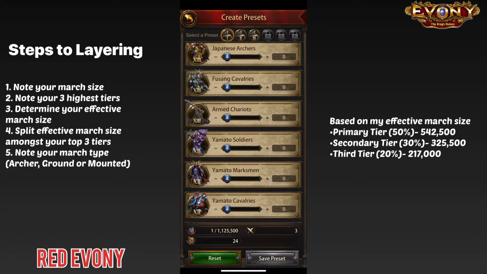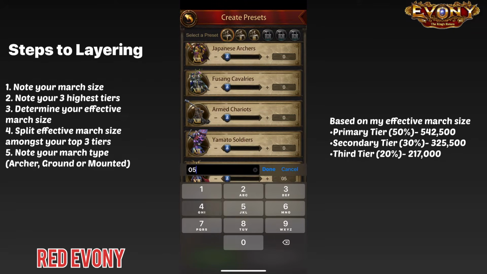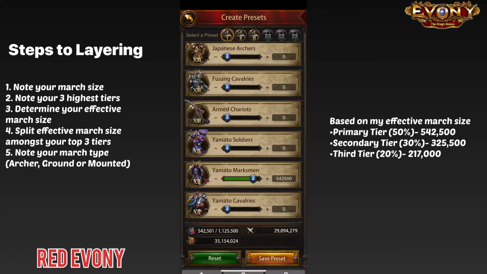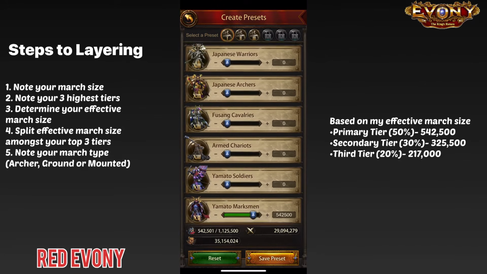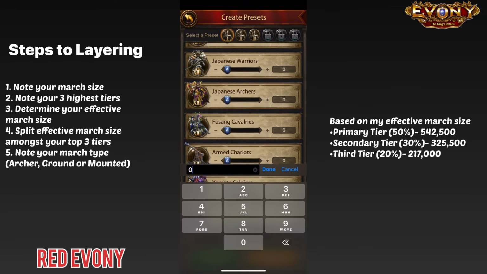T12 is our primary tier, so we go to our T12 archers and put the numbers in. 13 will be our secondary tier, so we go to our T13 archers and put the numbers in.